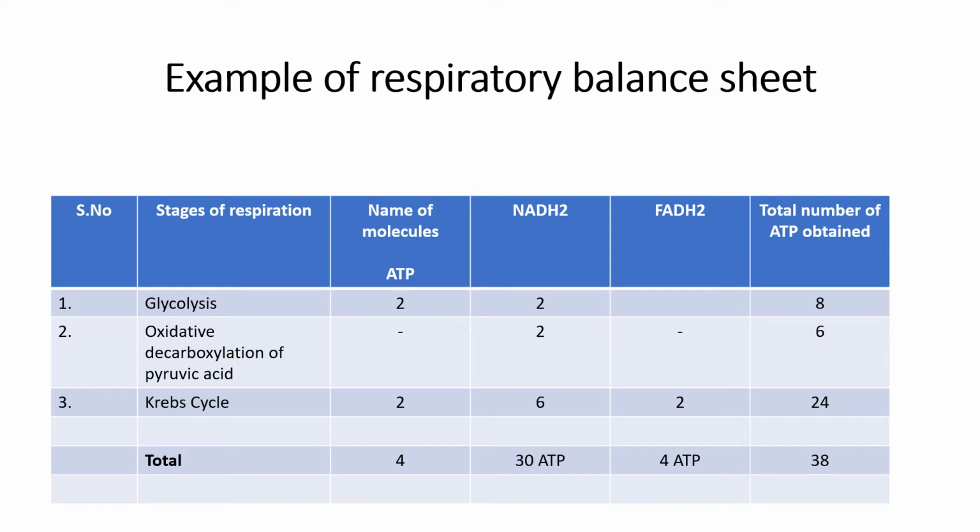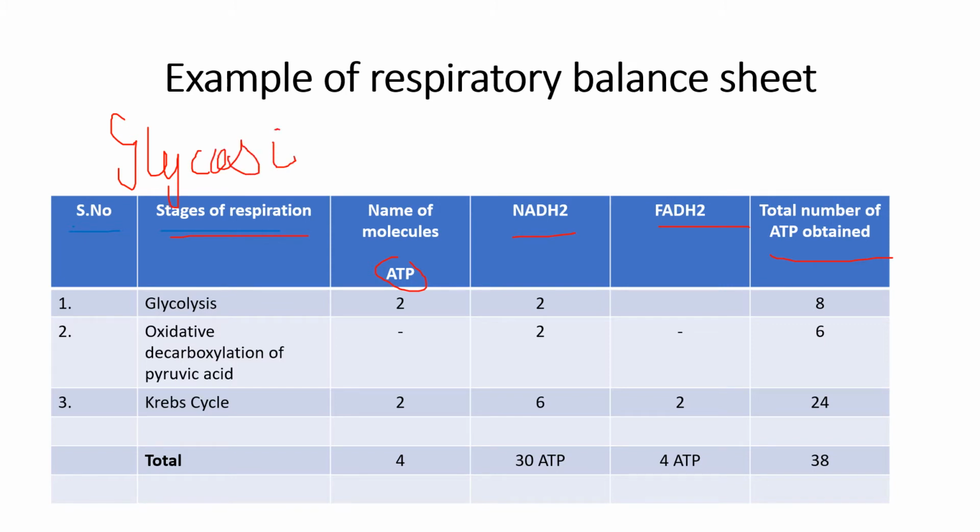So the table is representing the serial number, the stages of respiration, then the name of the molecules. For example, they are ATP, then NADH2, FADH2, and the total number of ATP obtained from them. So first, in the process of glycolysis, we will discuss the cycle. Basically, the cycle for the respiratory balance sheet occurs like this.